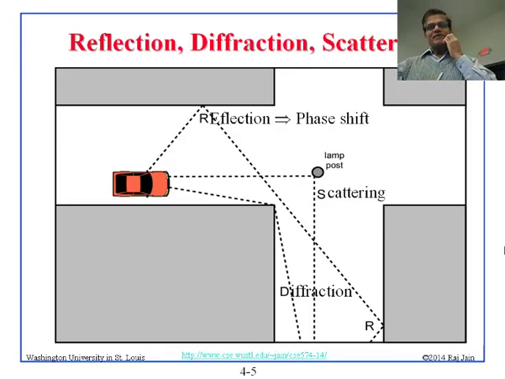All right. Now, what happens to the power? So if there is a radio transmitter here in this car, and it is going on a street, there is a pole here, a lamp post. Some of it will be reflected from the buildings.